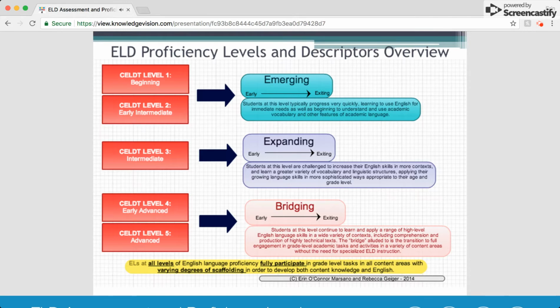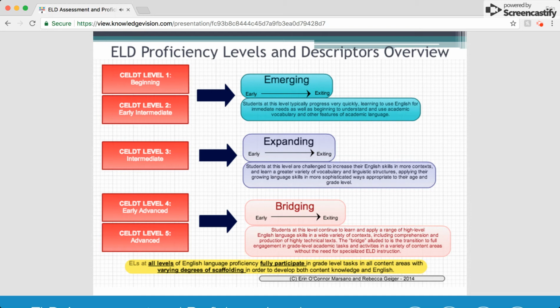What was formerly known as CELDT levels 1 and 2 will now be referred to as emerging. Students may be classified in the emerging category as early emerging or exiting emerging. Students within the emerging level typically progress very quickly, learning to use English for immediate needs as well as beginning to understand academic language. Former CELDT level 3 is now classified as expanding.